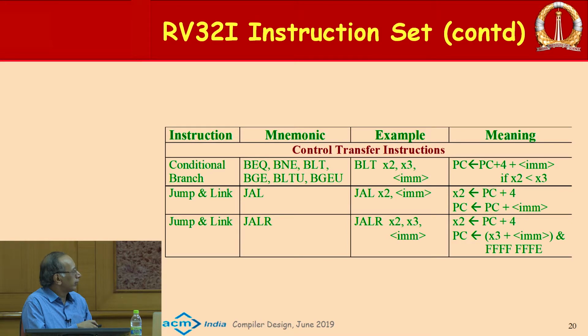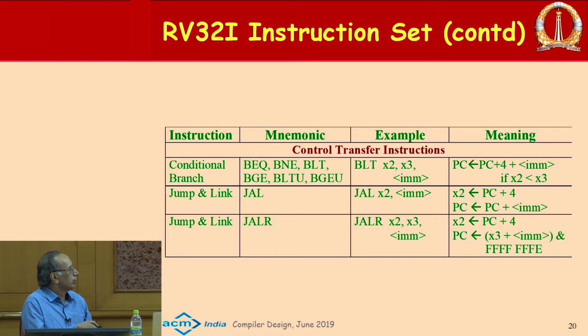Typically these are branch equal, branch not equal, branch less than, greater than, and so on. The meaning is that, for example, if I write branch less than x2 x3 immediate, then if x2 is less than x3, then I have to branch. At that point, my program counter has to be the program counter value plus this immediate value, but typically it is program counter value plus 4 plus immediate value.